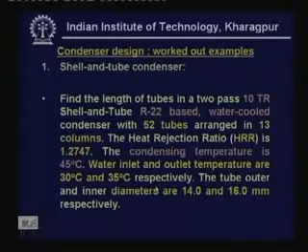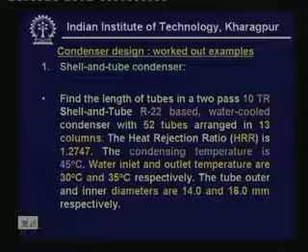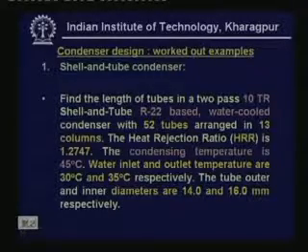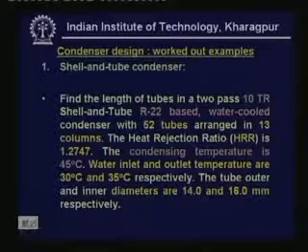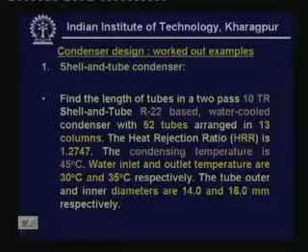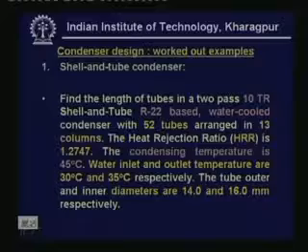This is an example on shell and tube condenser, and the problem statement is like this. You have to find the length of tubes in a 2-pass 10-ton capacity shell and tube R22 based water cooled condenser with 52 tubes arranged in 13 columns. The heat rejection ratio is given as 1.2747. The condensing temperature is 45 degrees centigrade. Water inlet and outlet temperatures are 30 degrees centigrade and 35 degrees centigrade respectively. The tube outer and inner diameters are 14 and 16 mm respectively.